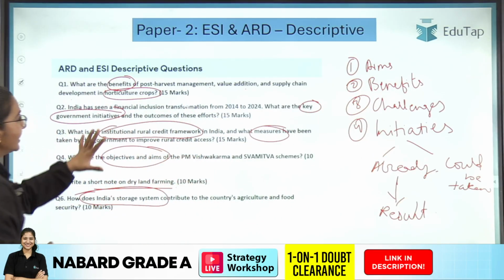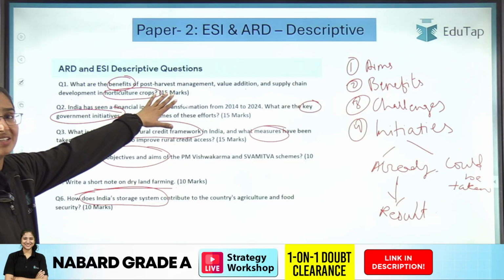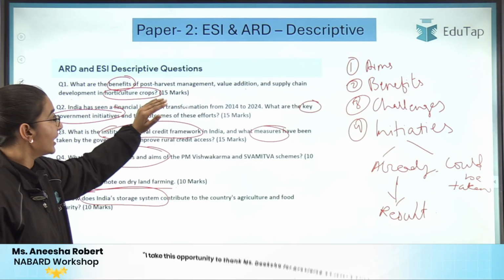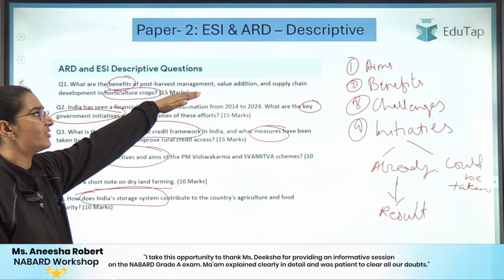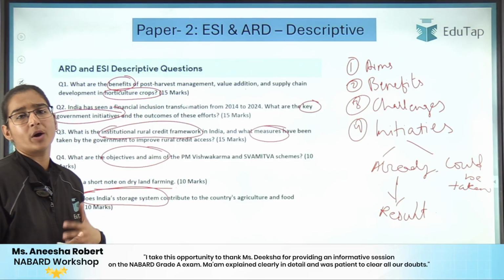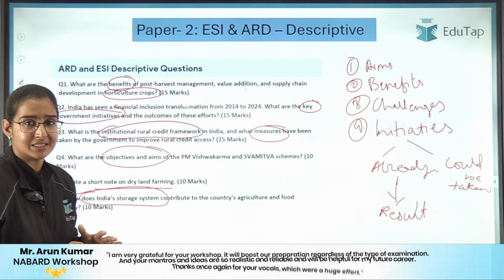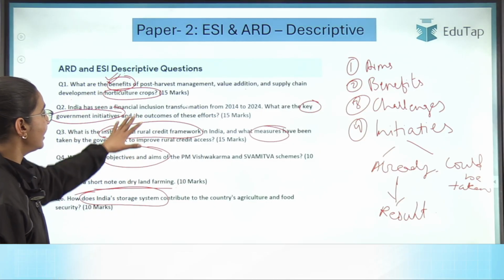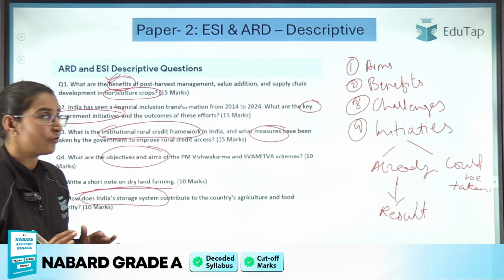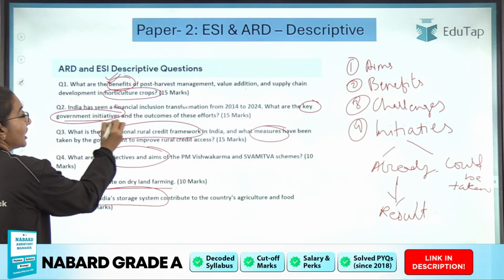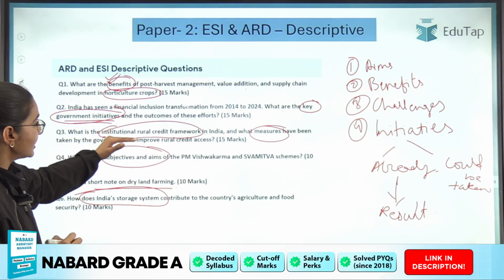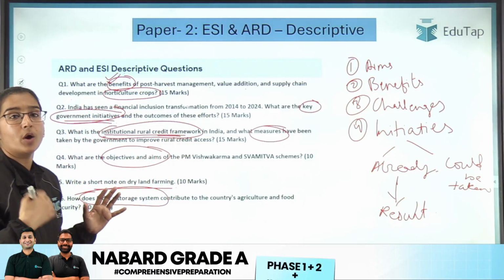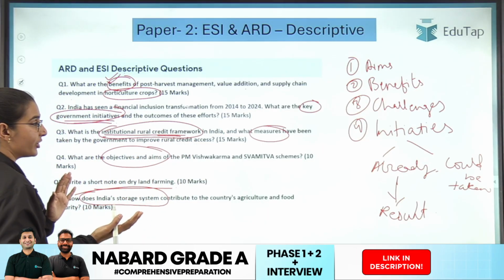So here if you see, they are asking you, because post harvest management in the horticulture chapter is a directly given chapter. So there you are going to see what is post harvest management, what are we doing, what are the steps that are involved, everything is given to you here. But here they are asking you about the benefits. Then the financial inclusion is a part of our ESI syllabus, and they are asking you the government initiatives. In the next part, they are asking you the framework for institutional credit. What is the institutional credit framework in India?